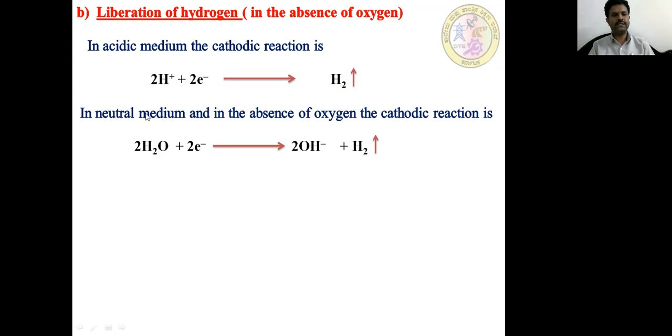And also another condition. If the surrounding medium is not acidic, it's a neutral medium, that means it contains moisture. Then also reduction occurs by gaining this electron, and it is converted into hydroxyl ions, and also hydrogen gas will be released. So in this way, reduction occurs both in the presence of oxygen, and also in the absence of oxygen. So due to this reduction and oxidation reaction, corrosion of metal occurs at the anodic region of the metal, but not at the cathodic region.